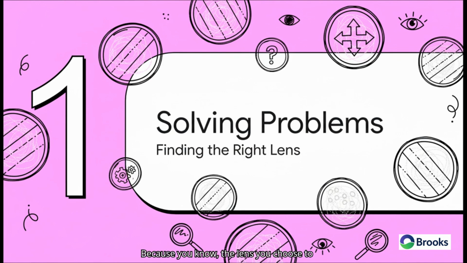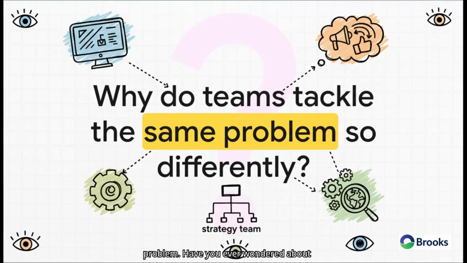Because the lens you choose to look through dramatically changes what you see and ultimately how you solve a problem. Have you ever wondered about this? I mean, think about it. You can have an IT team, a marketing team, and a strategy team all looking at the exact same business challenge, but they'll come back with wildly different solutions. So why does that happen? Well, it's because they're all using a different perspective.